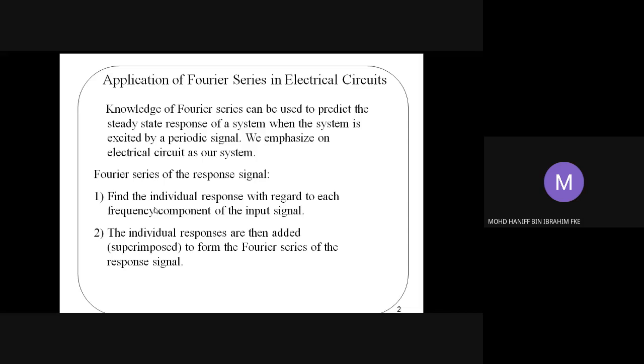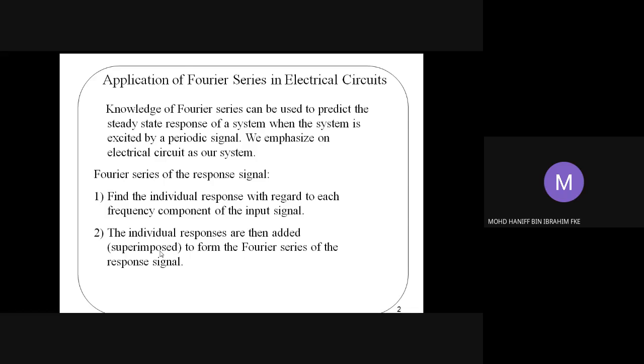Okay, number 2, once you have obtained these responses with regard to the frequency components, you need to add them together to form the response signal. I mean, to form the Fourier series of the response signal. So the first step is to obtain the response with regard to each input frequency. Number 2, the responses that we have obtained from the first part will then need to be added to obtain the actual Fourier series of the response signal. Okay, so that should be the steps that need to be taken.